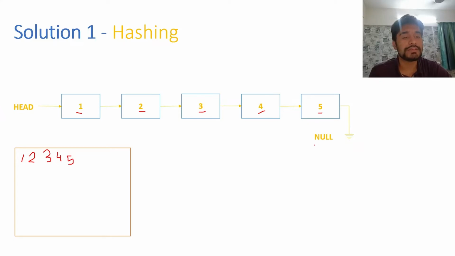and at this stage we can see that we have arrived at the null pointer, and at no stage during this traversal have we visited a node that we have already encountered. So according to the hashing algorithm, we can conclude that this linked list doesn't contain a loop.